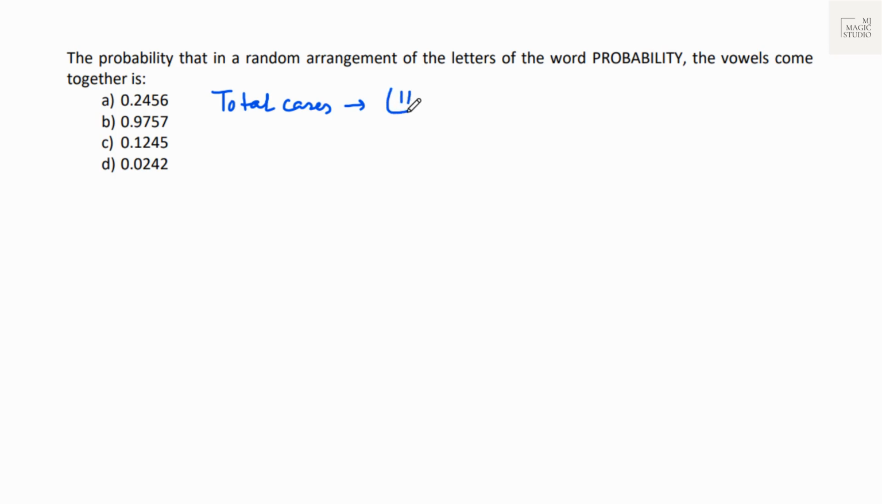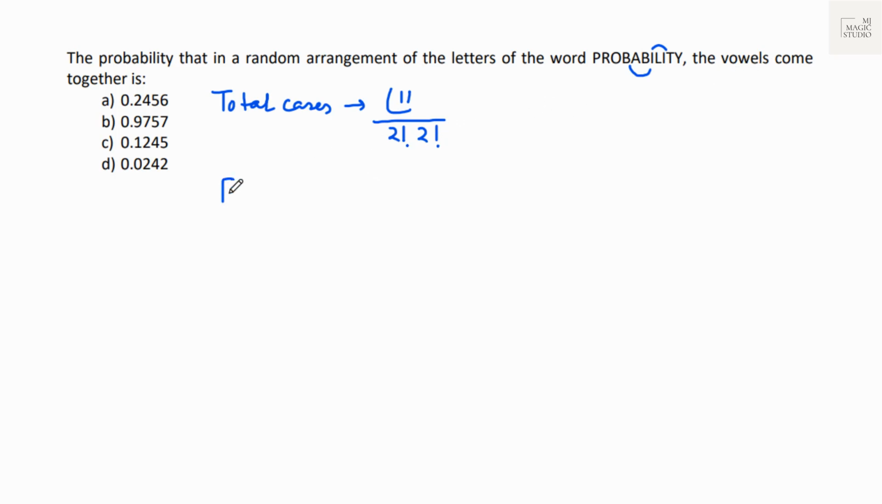So that would be arranged in factorial 11 divided by something. Now, why divided? We need to divide by the factorial of the number of times any object is repeating itself. We can see that B is occurring twice, I is also occurring twice. So we divide by factorial 2 and factorial 2 to nullify the identical arrangements. So total cases would be factorial 11 by factorial 2 factorial 2.